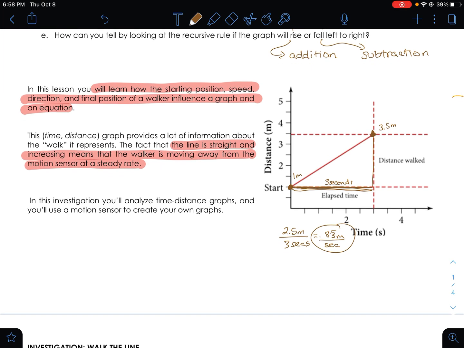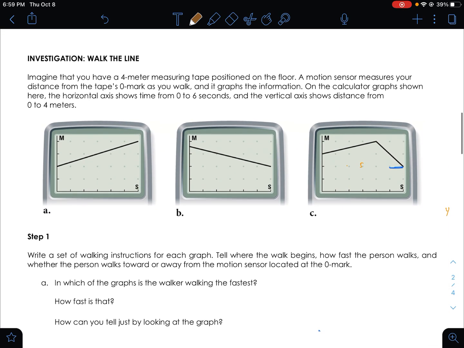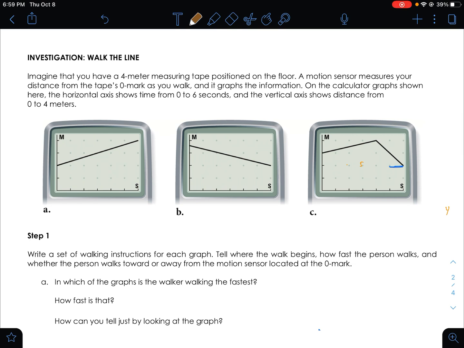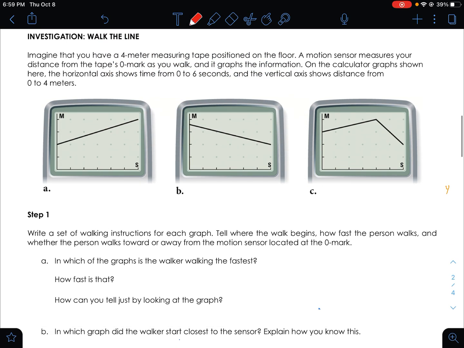So what we're going to do is take a look at the investigation now, and we're going to analyze time distance graphs and see how we can use a recursive rule to create our own graphs while also writing stories, or I guess instructions on how to complete a walk that is graphed. So if we come down here, we have 3 graphs that were obtained by students using a motion sensor and walking either away from or towards that motion sensor. In step 1, it says write a set of walking instructions for each graph. So we'll take care of that first.